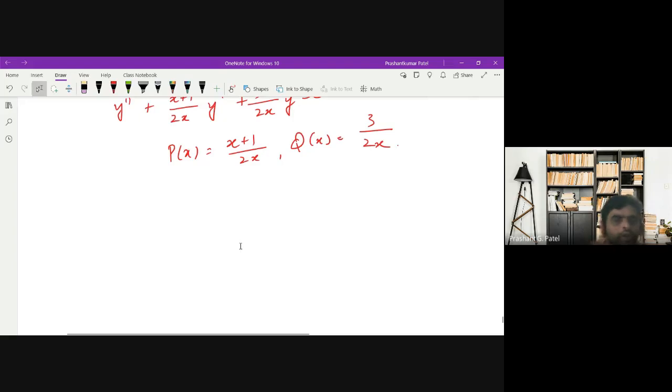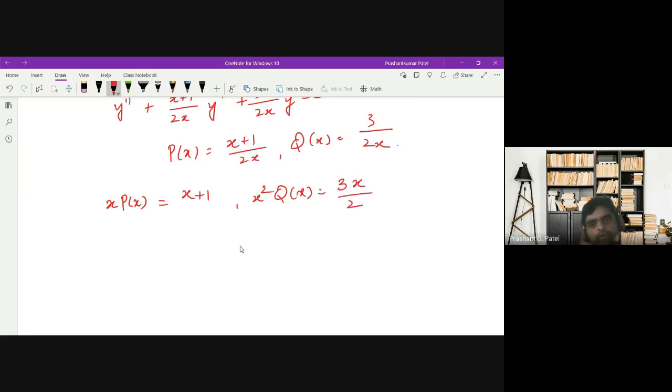Since it is a singular point, you have to check whether it is a regular singular point also or not. So x into p of x is x plus 1, which is analytic, obviously. And x square q of x is 3x upon 2, which is also analytic. So we can say that x equal to 0 is a regular singular point. So hence we have the solution by Frobenius method.